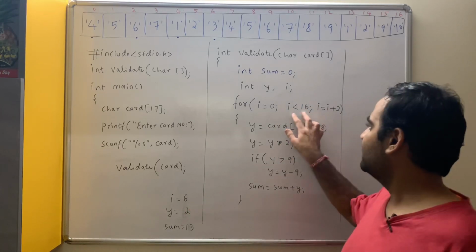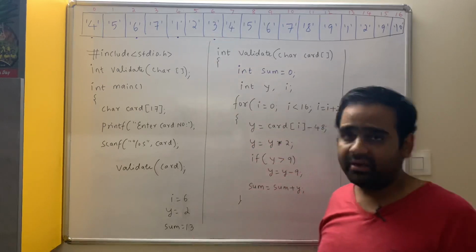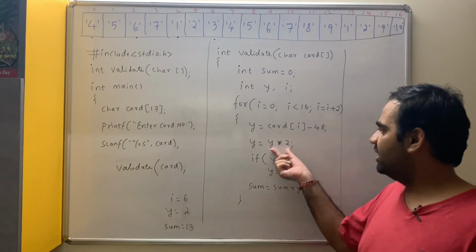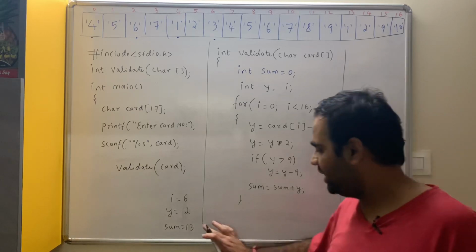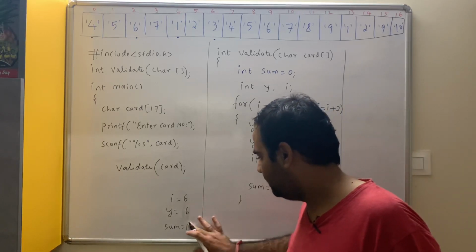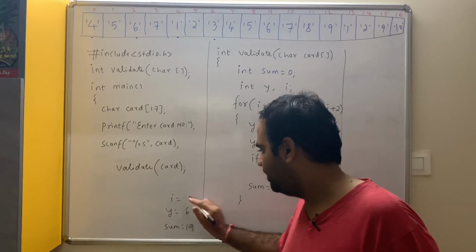I becomes 6. 6 less than 16. Yes. It is character 3. Y becomes 3. 3 into 2 is 6. 6 greater than 9. No. Sum is equal to sum plus y. Now y is 6. 13 plus 6 is 19. I is equal to I plus 2.